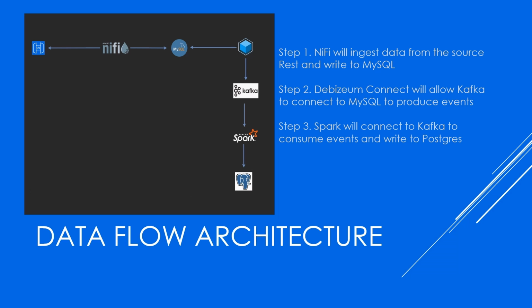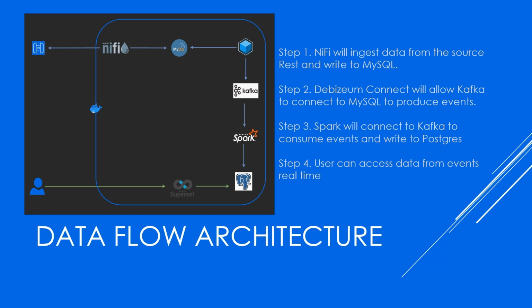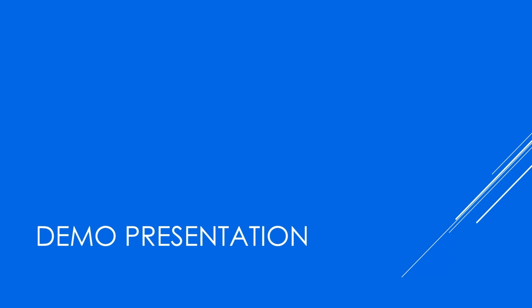Step 3. Spark will connect to the Kafka broker to consume events and write to the Postgres database. Once the data is in the Postgres database, users can access it through Superset or other visualization tools. And to ensure that the solution can be easily redeployed, we will use Dockers. For the demo presentation, we will do a deployment using Dockers and a live run-through of the solution.